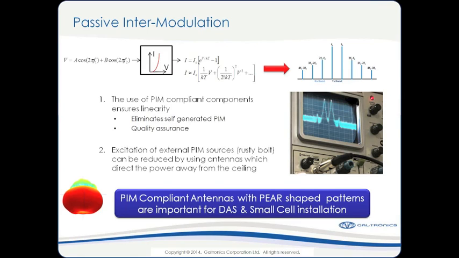This is in contrast to external PIM sources. Again, there are folks on the call that are more adept at discussing this than I am, but there is a potential for the antenna to excite nonlinear junctions in the environment, which can come back in and impact your noise floor and ultimately reduce capacity and all the other bad stuff that happens with PIM. We're not addressing that per se in this presentation. However, if you'd like to discuss that, again, contact us. We'd be happy to talk about it.